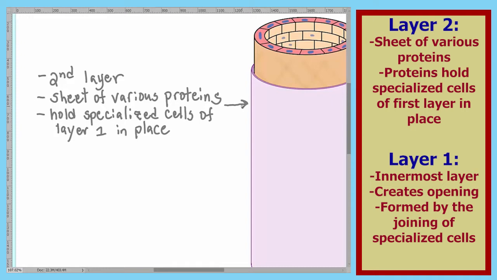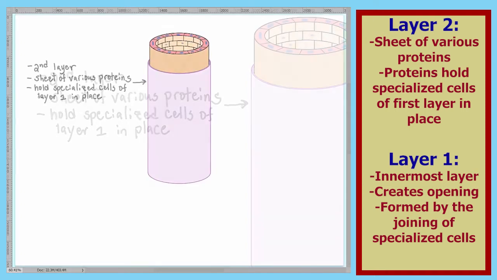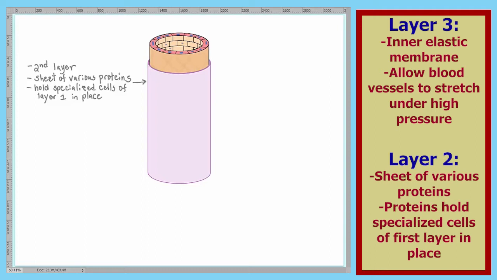Shown here is the second layer. This layer consists of various proteins, and these proteins act to hold the specialized cells of the first layer in place. The third layer is an elastic membrane which gives the blood vessel the flexibility to stretch under high pressure. Let's draw this layer.